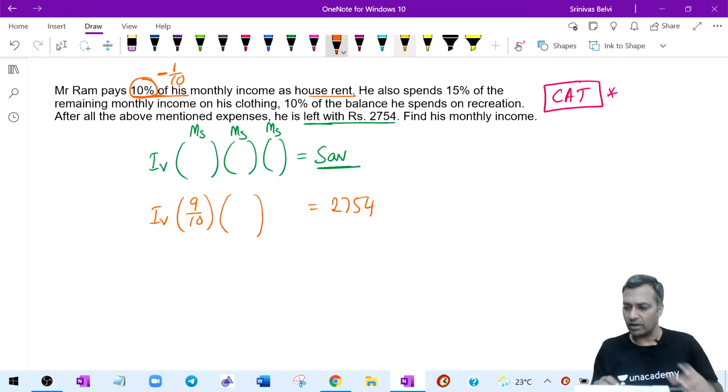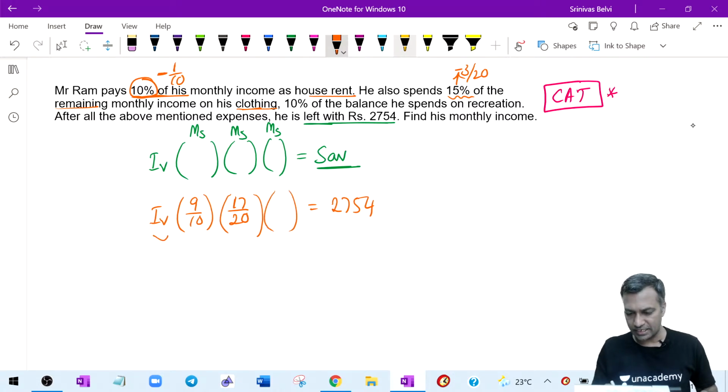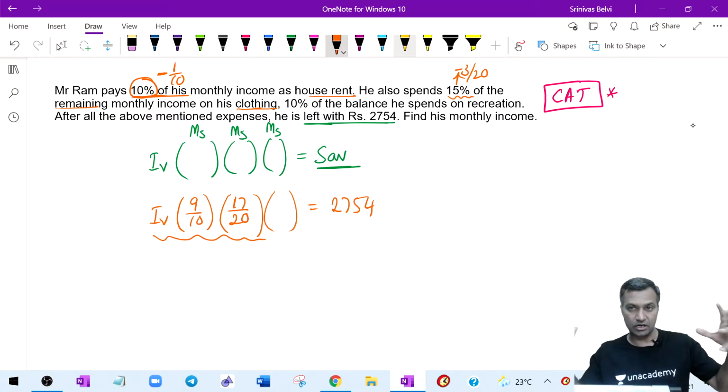Second multiplier. Then he looked at the money left. This underlined portion is the money left. From the money left, he says, I will spend 15% of the remaining monthly income on clothing. What is 15%? 3 by 20, because he's spending, that's the expenses. If 3 by 20 is the expenses, then 17 by 20 is what remains after the second transaction. Fair enough. Now let's go.